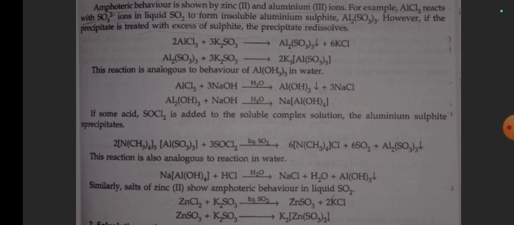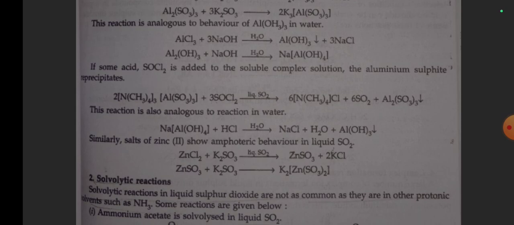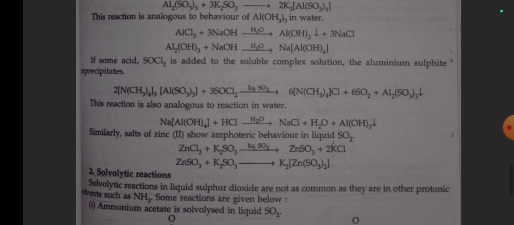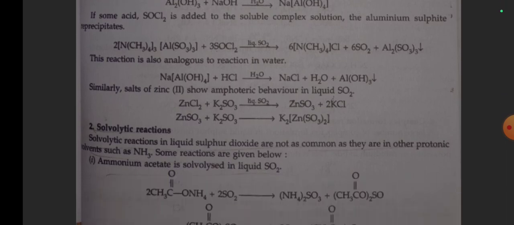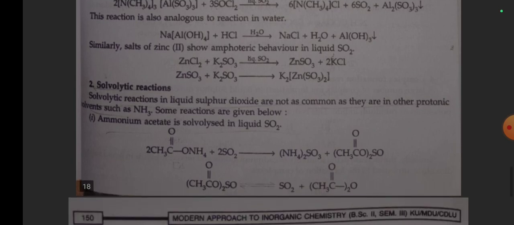However, if the precipitate is treated with excess sulfite, the precipitate redissolves. 2AlCl3 plus 3K2SO3 gives Al2(SO3)3 plus 6KCl. This reaction is analogous to the behavior of Al(OH)3 in water. AlCl3 plus 3NaOH, on adding H2O, gives Al(OH)3 plus 3NaCl. If some acid SOCl2 is added to the soluble complex solution, the aluminium sulfite reprecipitates. This reaction is also analogous to the reaction in water.